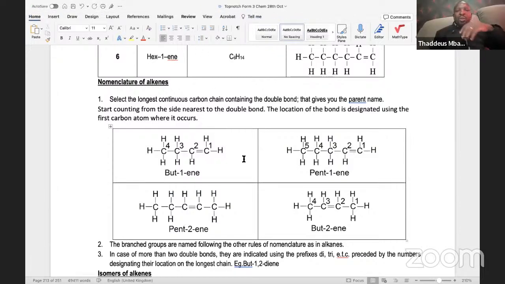That's good. So I was just revising that. Then remember that we can also have the branch, the naming of the branch is just done like in alkanes. Kama kuna methyl kwa second carbon atom, utaongeza hapa 2-methyl, put 1-ene. Just like that, just like the other nomenclature.